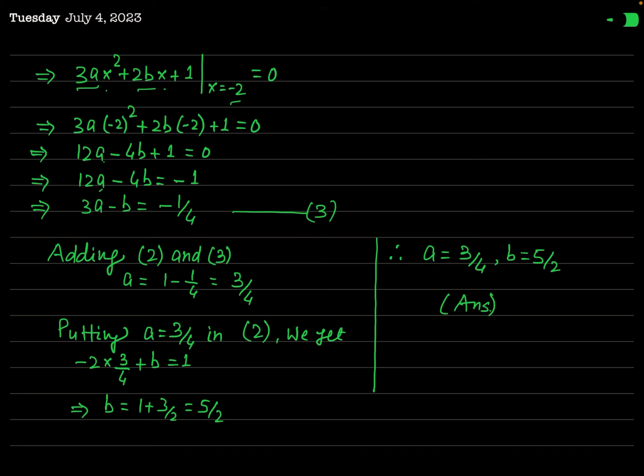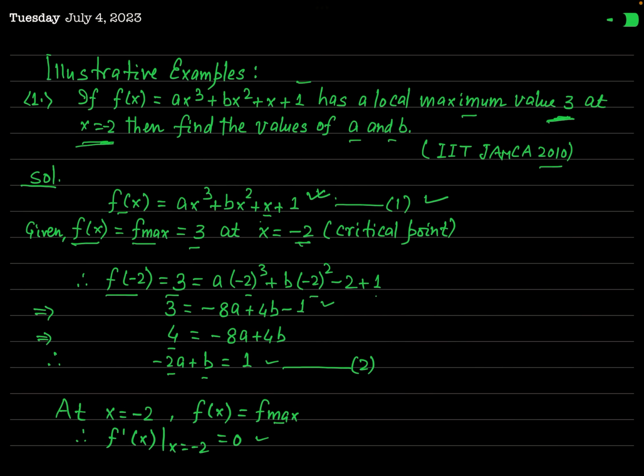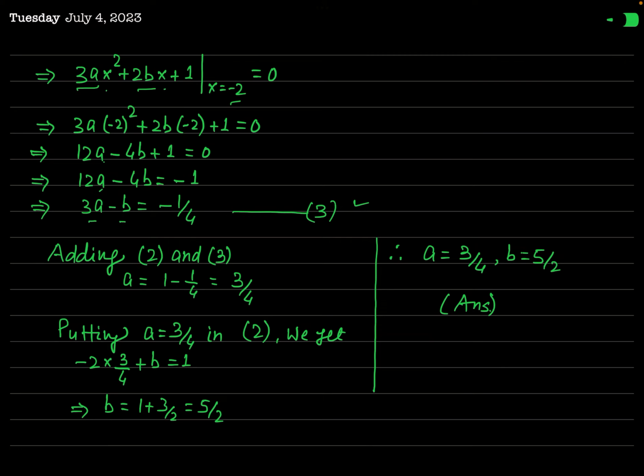And now you can take 4 as a common factor, and this equation will become 3a minus b equal to -1 by 4. Okay. Now we have two equations. This is equation 3, and this is equation 2. So when we simply add these two equations, this b will cancel out and you will get that a is equal to 1 minus 1 by 4, which is 3 by 4. So in this way you have obtained the value of a.